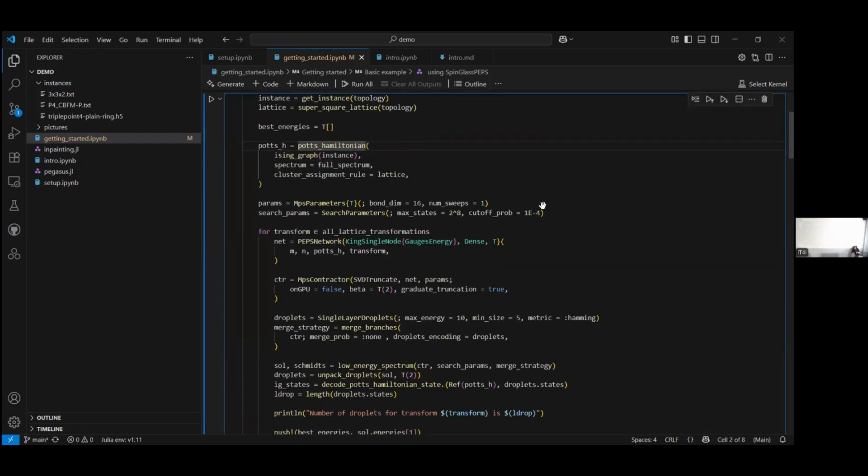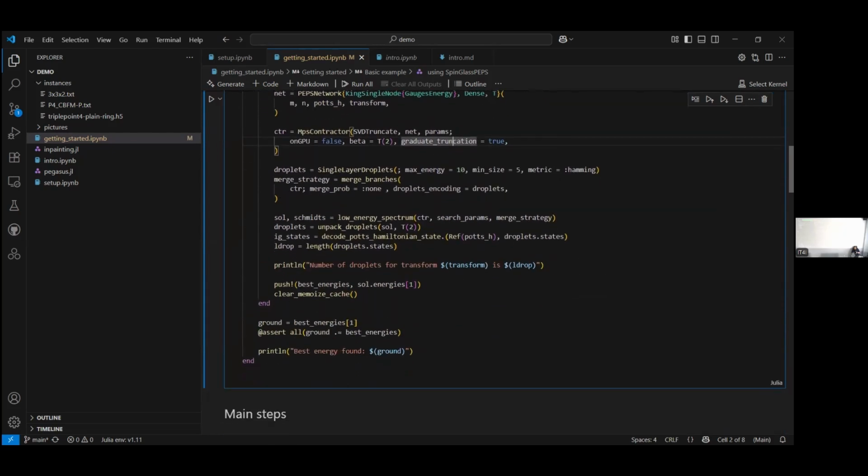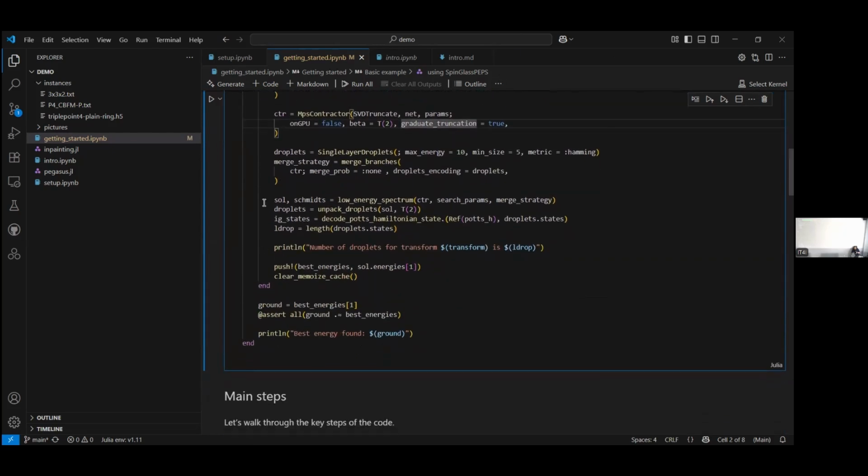Okay. So now we have how we find droplets. Here we define other options, how we are truncating tensor networks, whether we are doing it on GPU or not, the value of beta, gradient truncation, which is also another advanced parameter. How we are merging the branches. That is the strategy. It is important for the droplets when we are, as I said, reducing the number of states we are considering because of these boundary conditions.